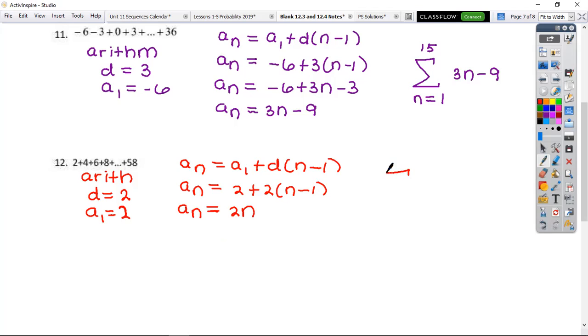So then I'm going to do my summation notation, so 2n, beginning right at n equals 1. And now you got to think about this. All right, so 2 times 30 gets me 60. So I got to be 1 less than 30, so 29.